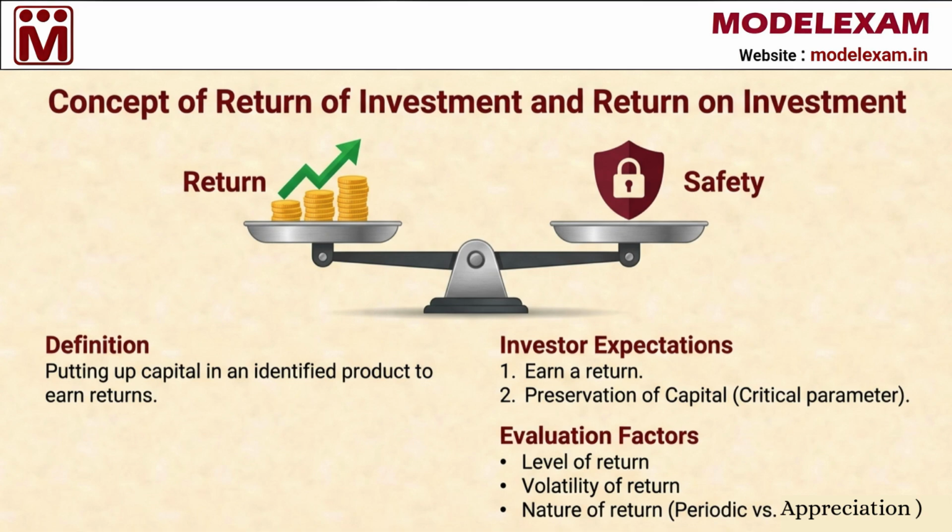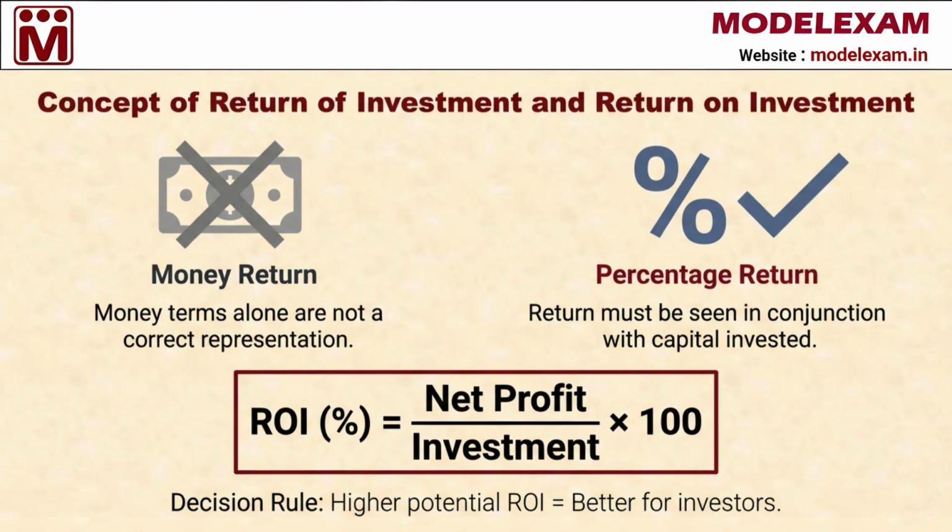When we evaluate an investment, we must look at three things, which are the level of return, how much that return fluctuates, which we call volatility, and whether the return comes as periodic payments or an increase in value. Many beginners make the mistake of looking only at the money return. If you gain a profit of 100 rupees, that sounds good, but it does not tell the whole story. As you can see, money terms alone are not a correct representation because they do not account for how much you had to invest to get that result.